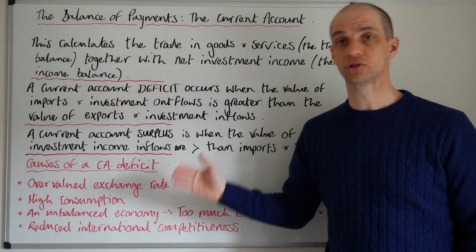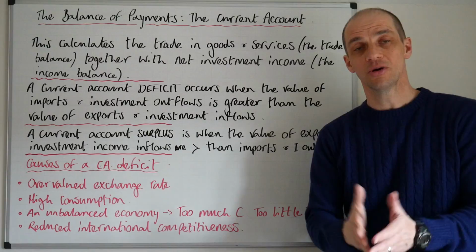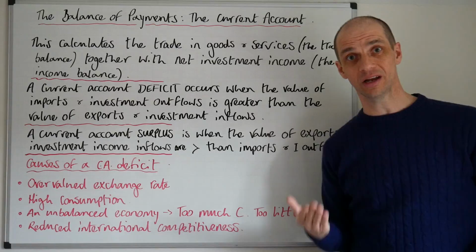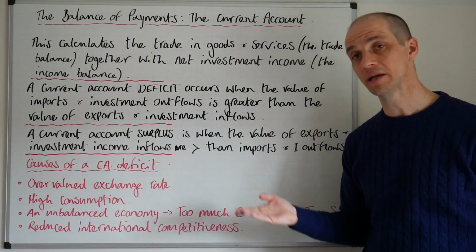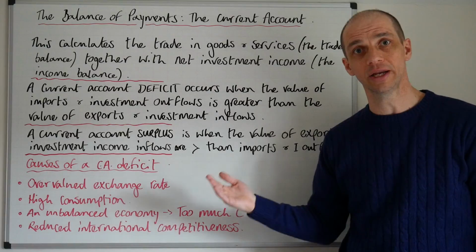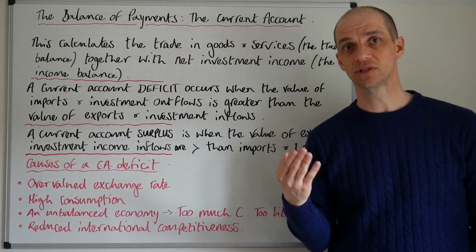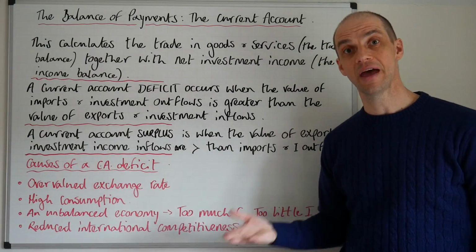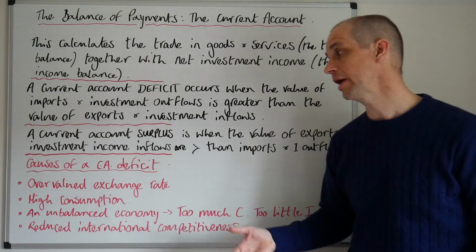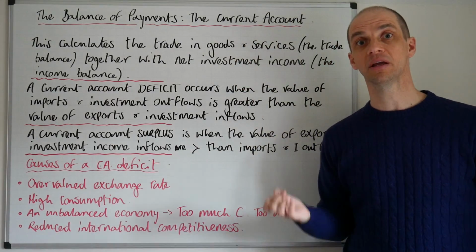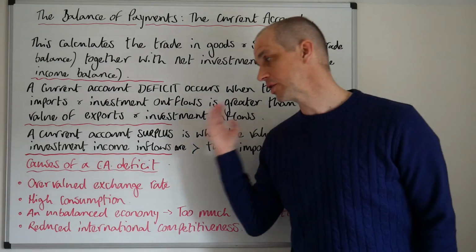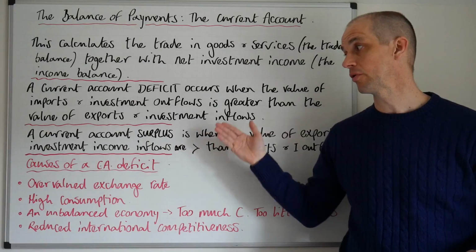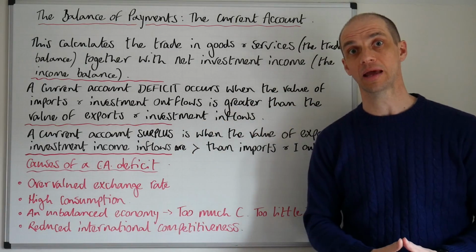Now, on the flip side, of course, causes of a current account surplus, well, we've got the exact opposite here. It's often argued that Germany and China have an undervalued exchange rate. Certainly in Germany and China, the level of consumption is much lower than the UK, and their marginal propensity to save is far higher. Their economy has a bigger manufacturing sector, so we see almost the exact opposite in those scenarios where countries run those current account surpluses.